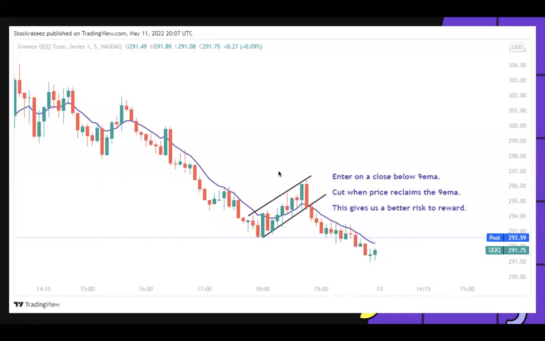So this is the example that we use from our flag. Once we break below the flag, we can use the 9 EMA here as a point to take our profits. When we get a candle close above the 9 EMA, we can get out, whether it's a loss or a gain. The only thing is you have to have a lot of patience.